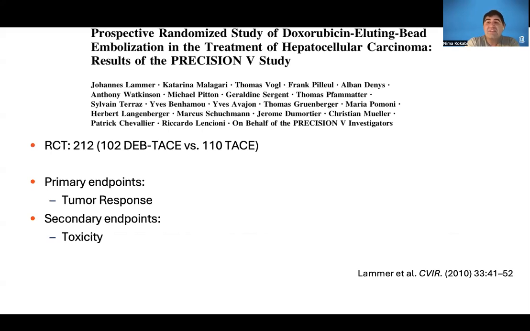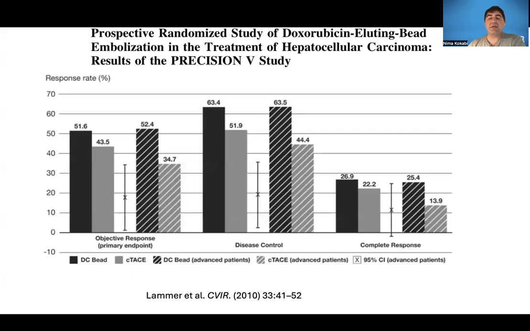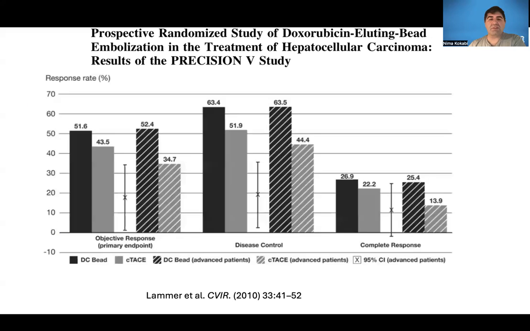DEB-TACE had less toxicity compared to cTACE, and some marginal improvement in outcome, which we'll point out. The primary endpoint was tumor response. The secondary endpoint was toxicity. Objective response and disease control were similar between the two. However, when you looked at the advanced stage patients, Child-Pugh B patients, DEB-TACE was a little bit better, both in the objective response as well as the disease control compared to the conventional chemoembolization group.